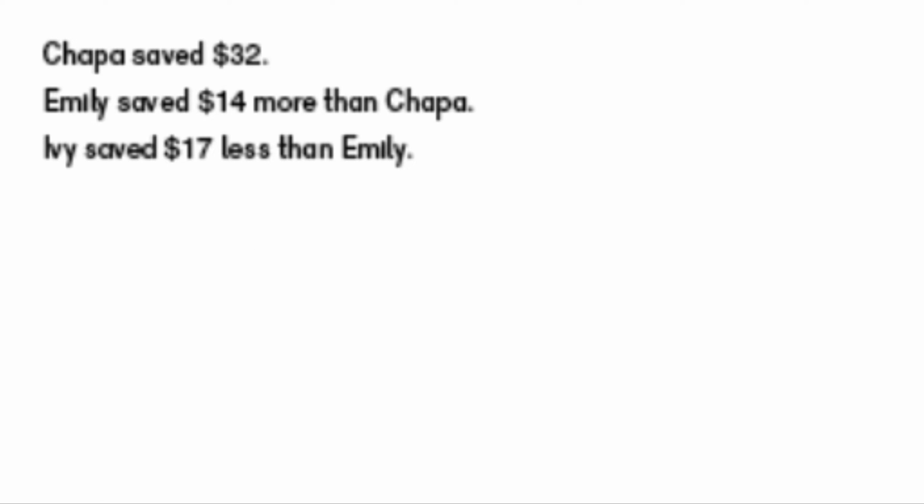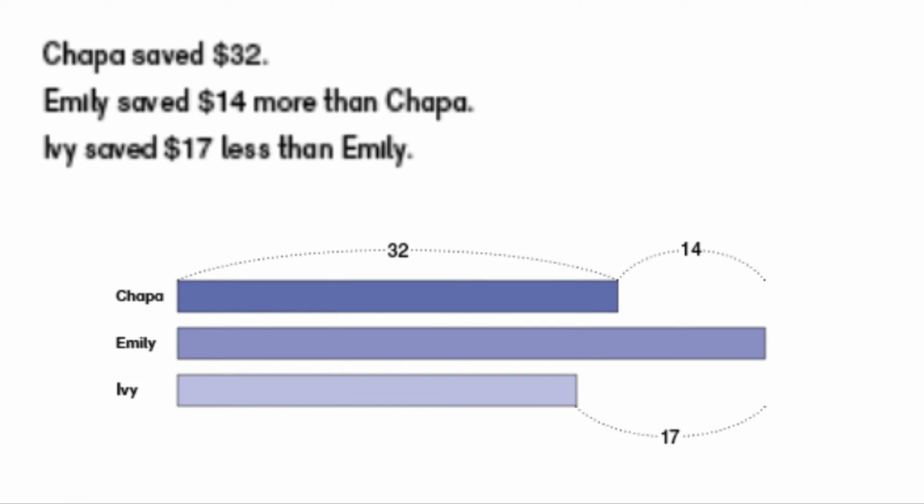Think about this one. Chapa saved $32. Emily saved $14 more than Chapa. Ivy saved $17 less than Emily. Can you use a bar model to represent the situation? I want you to pause the video and represent this in a bar model. If you're done, you can think about different models, like a number line or some other method too. Okay, once you're done, you can think about it this way.